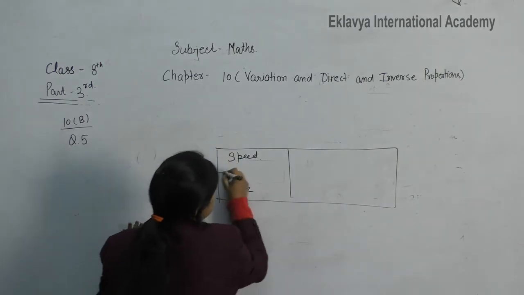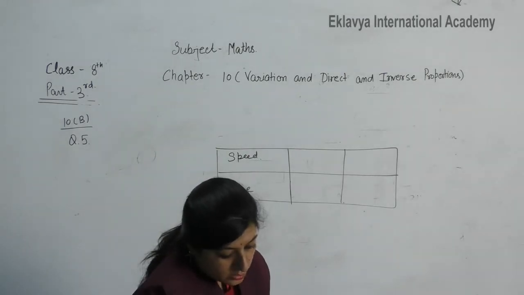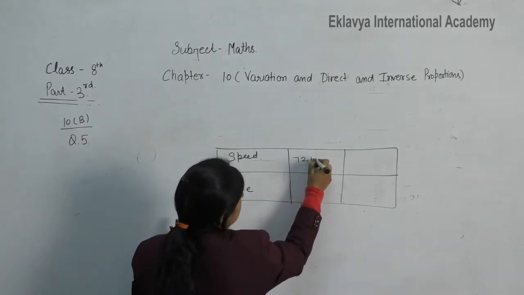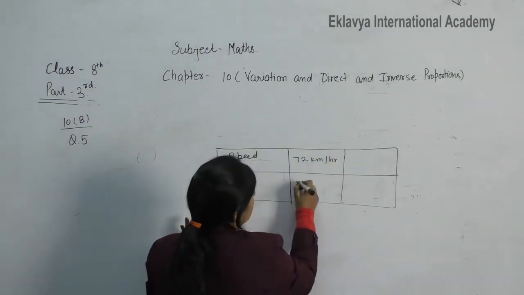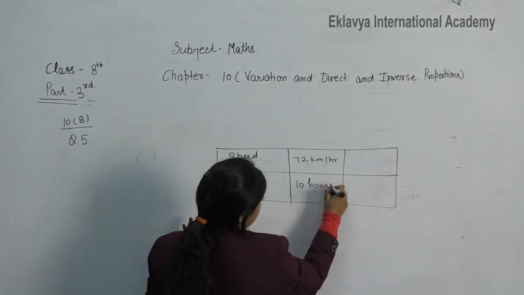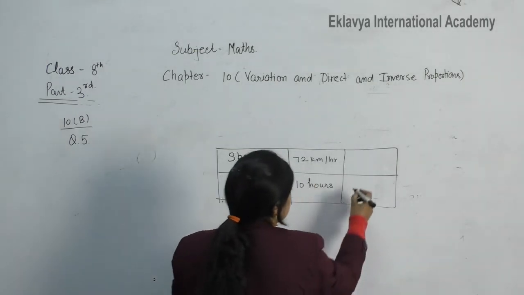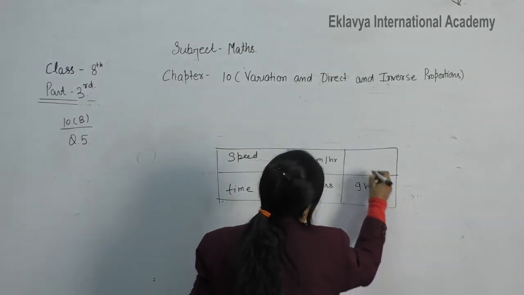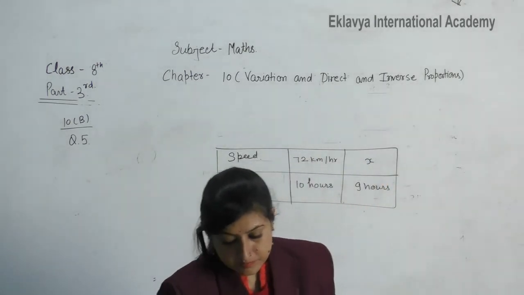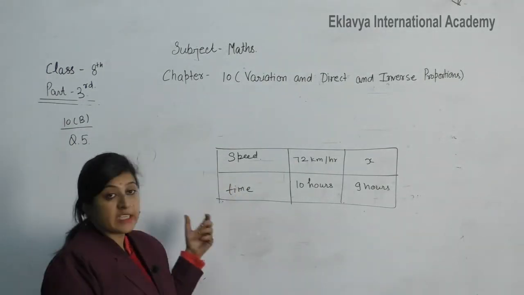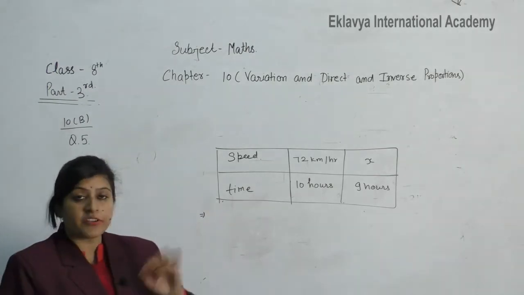Speed of the train and time taken: when speed is 72 km per hour, then time taken is 10 hours. How fast must the person travel to make the trip in 9 hours? Suppose it is equal to x. Then we know that if speed is more, time is less. It means it has the relation of inverse variation.